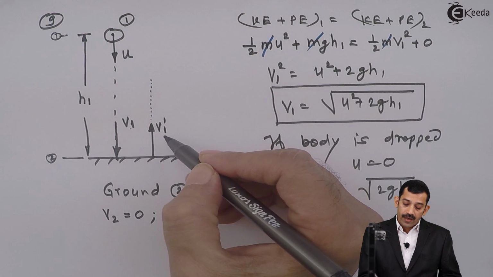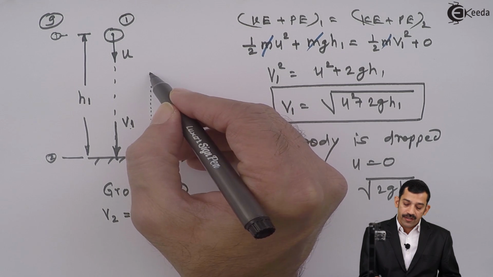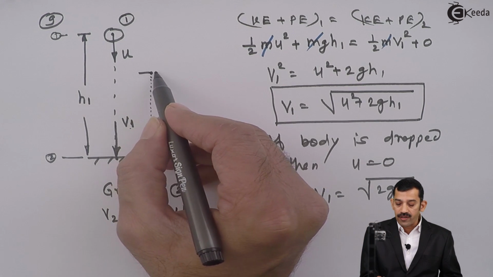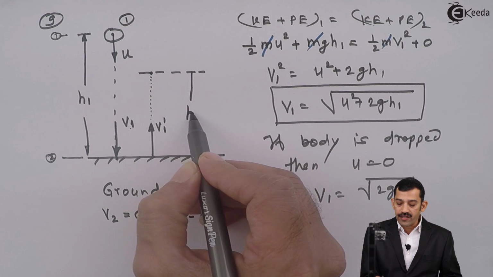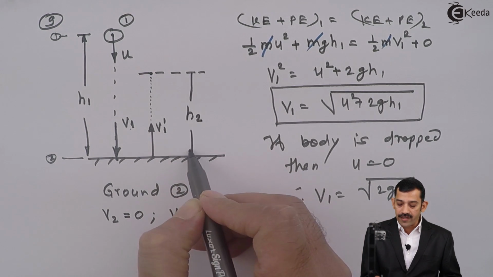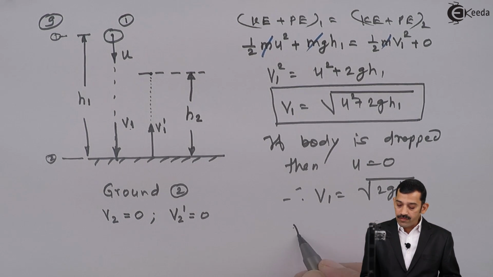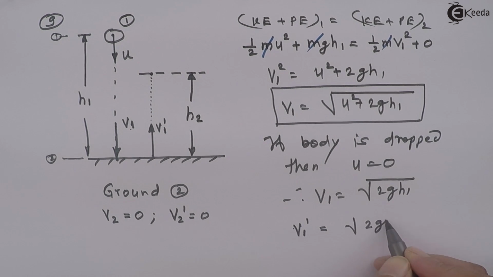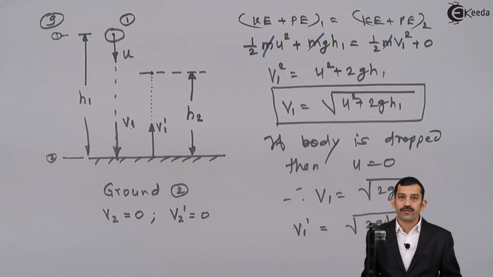Now as it moves in the upward direction, the velocity decreases, and where the velocity becomes 0, that means this ball attains its maximum height, say h2. What relation between this v1 dash and h2 will we get? Can you say it is root of 2gh2, because here the velocity becomes 0.